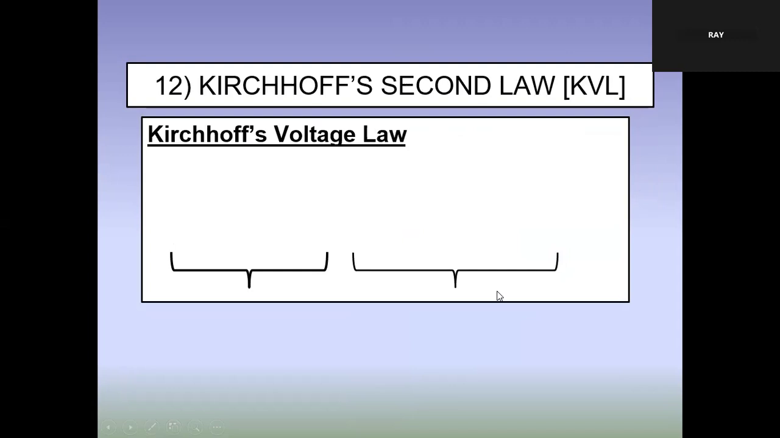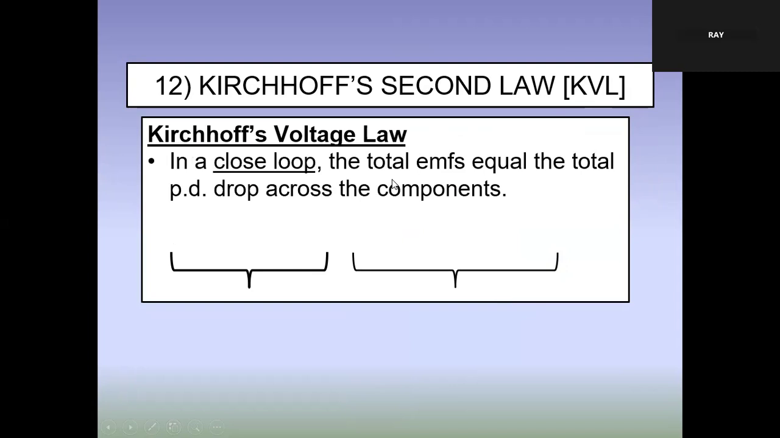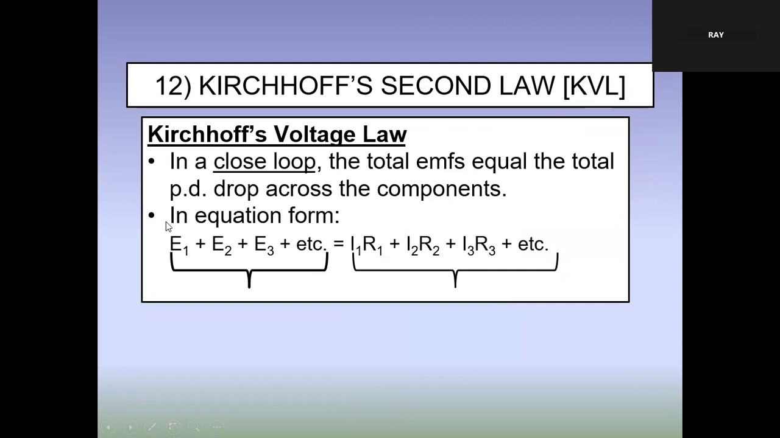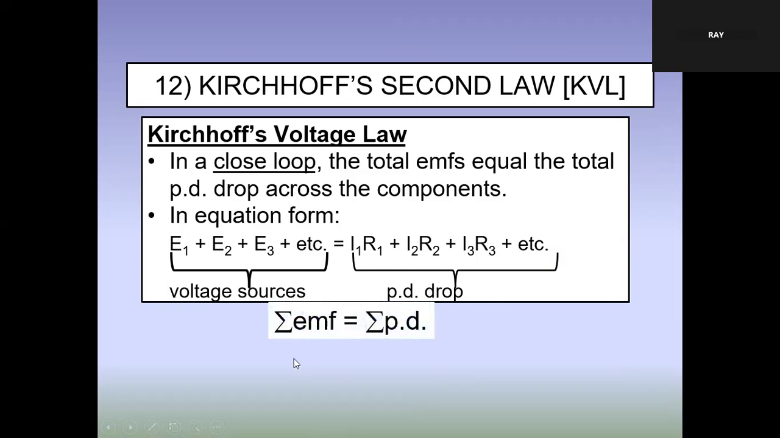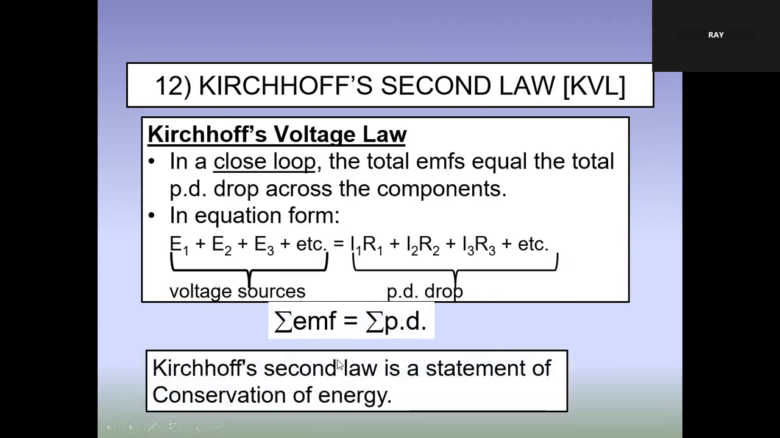Kirchhoff's second law, right? That's my abbreviation, Kirchhoff's voltage law. In a closed loop, the total EMF equals the total PD drop across the components. So for the equation form, one side is the total EMF, and this is the PD drop across the components. Right? This is the voltage source. This is the PD drop. Or we summarize it as total EMF equals the total PD. Kirchhoff's second law is a statement of conservation of energy. Memorize.